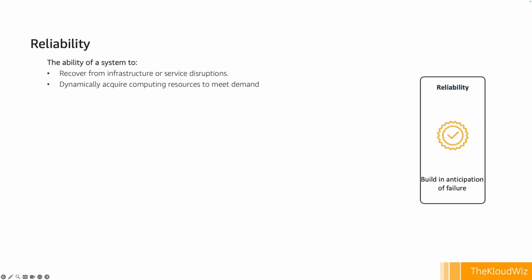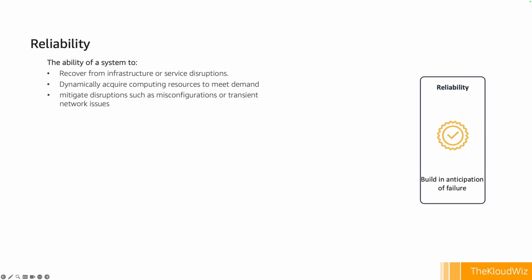Now, let's look at the reliability pillar. The reliability pillar is about building in anticipation of failure. There is a statement that says: build as if everything will fail, and nothing will fail. So it is all about a system's ability to recover from infrastructure or service disruptions, dynamically acquiring computing resources to meet demand. So here you implement scalability, and mitigate disruptions such as misconfigurations or transient network issues.